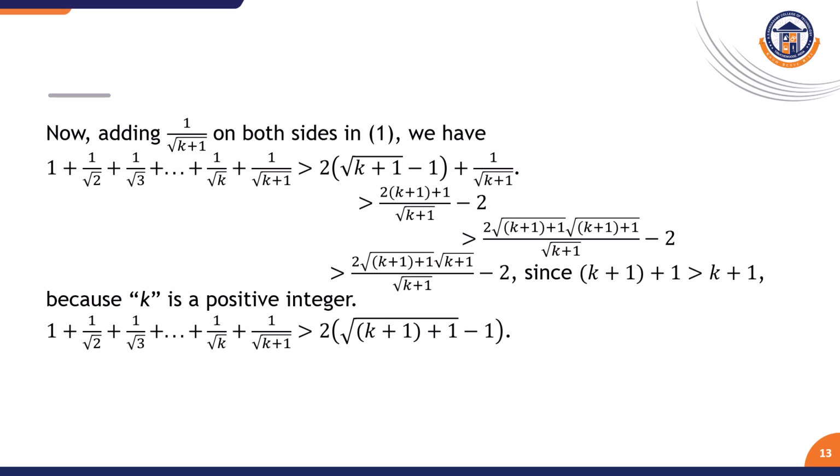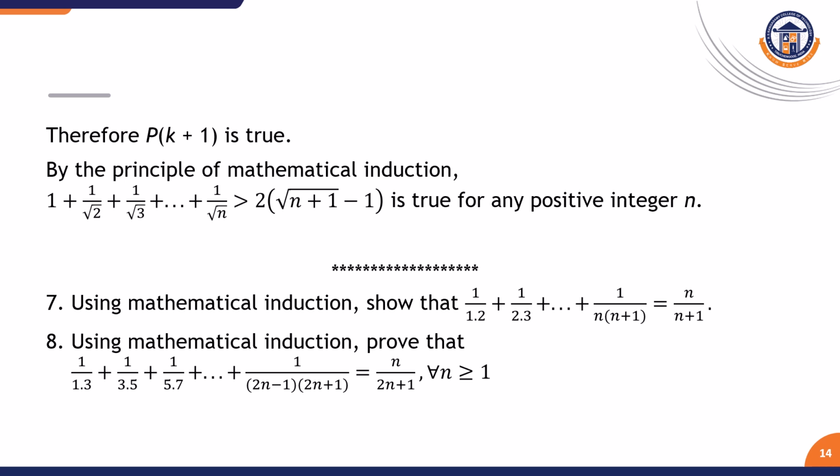So we're getting 1 plus 1 by root 2 plus 1 by root 3 plus etc., plus 1 by root k plus 1 is greater than 2 times root of k plus 1 plus 1 minus 1. So hence the proof. By using the principle of mathematical induction, we prove the result. Therefore P of k plus 1 is true, hence the proof.